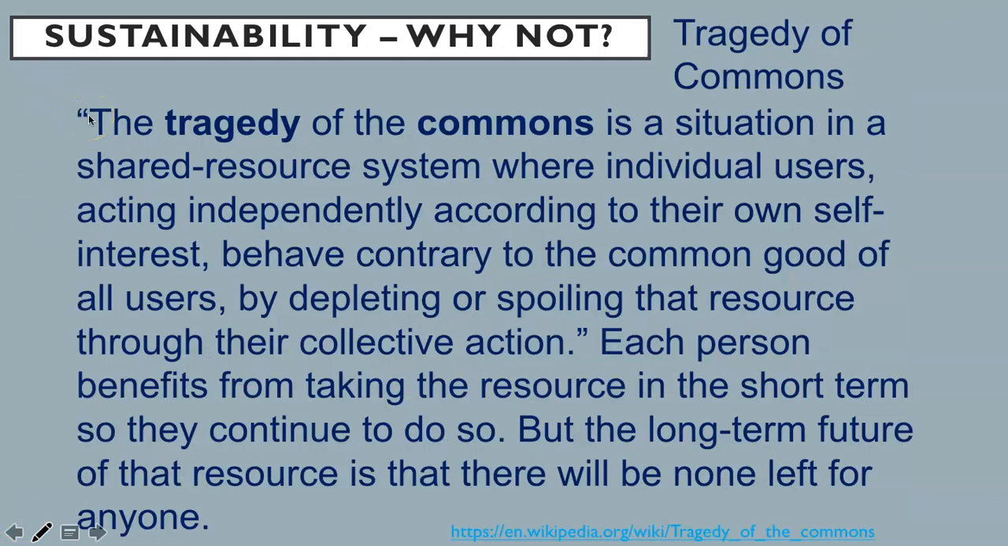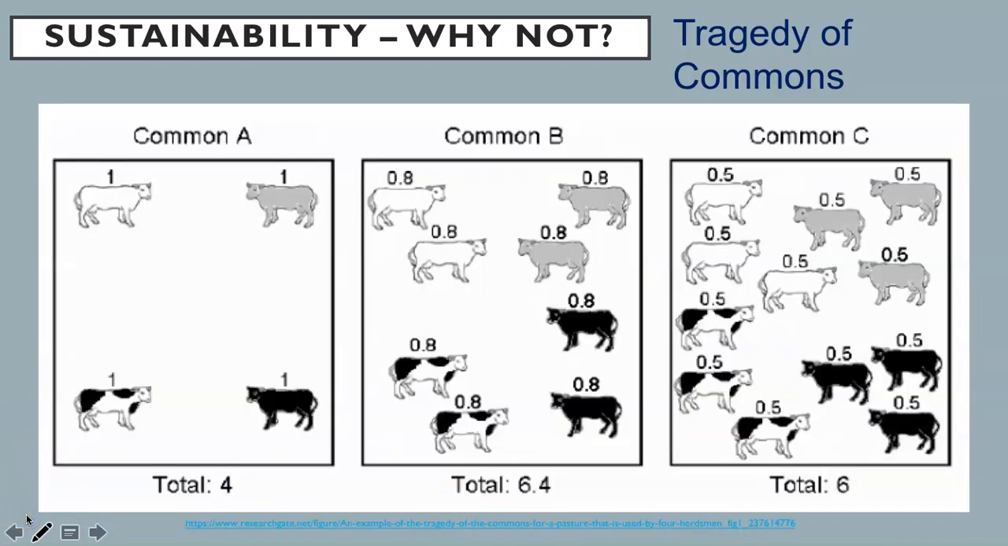The tragedy of commons is a situation in a shared resource system where individual users, acting independently according to their own self-interest, behave contrary to the common good of all users by depleting or spoiling that resource through their collective action. Each person benefits from taking the resource in the short term, so they continue to do so. But the long-term future of that resource is that there will be none left for anyone. An illustration of the tragedy of commons is pictured here.